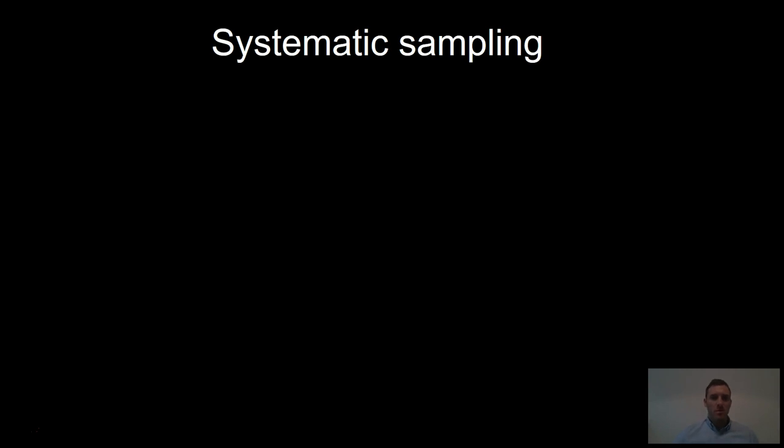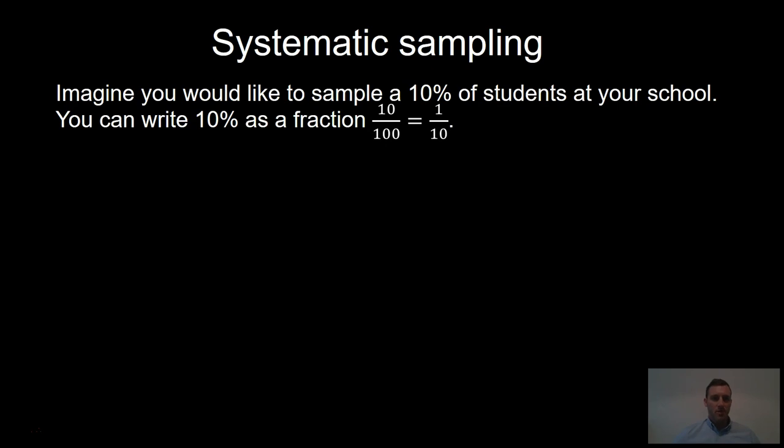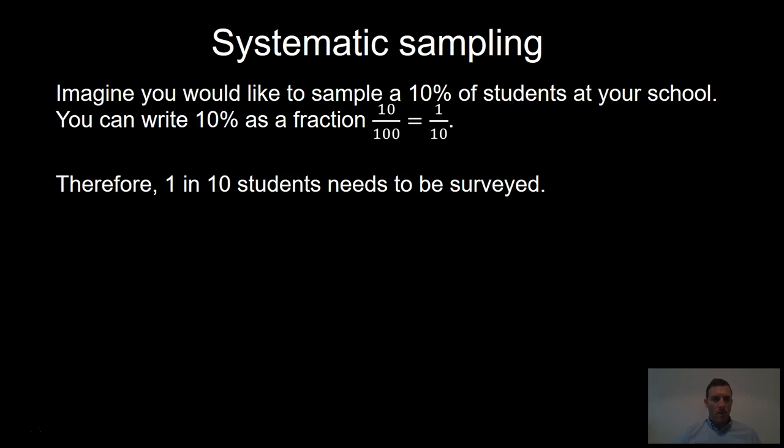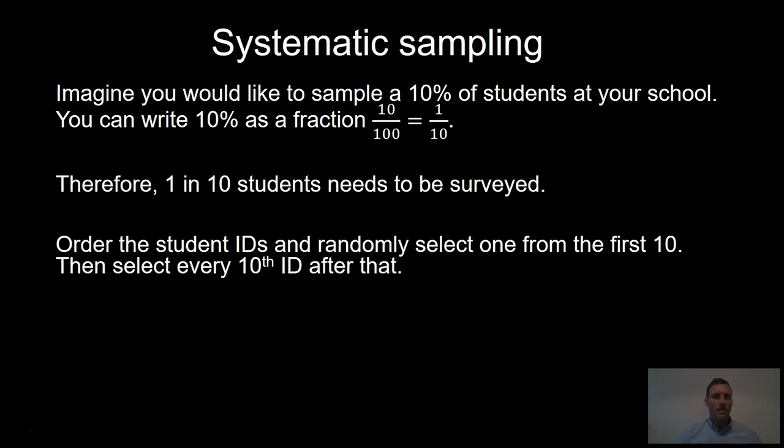So let's look at an example of systematic sampling. Imagine you would like to sample 10% of students at your school. We can write 10% as a fraction, as 10 over 100, and we simplify that to 1 on 10. Therefore, 1 in 10 students need to be surveyed. So we order the student IDs of students and randomly select 1 from the first 10. Then select every 10th ID after that.